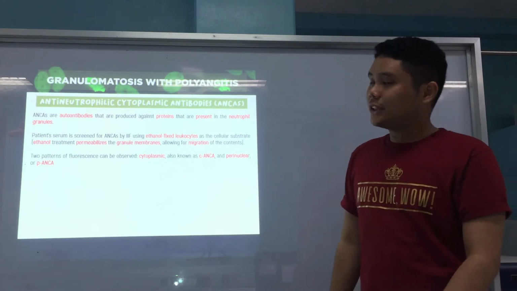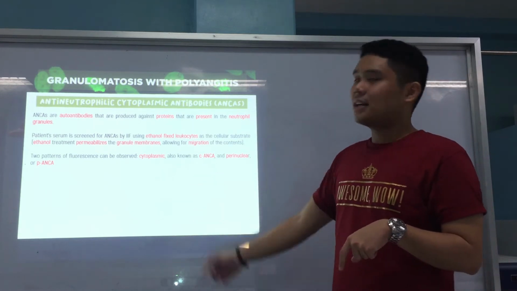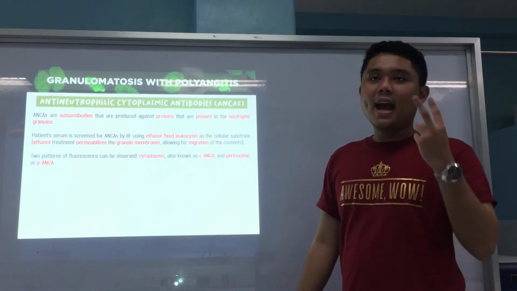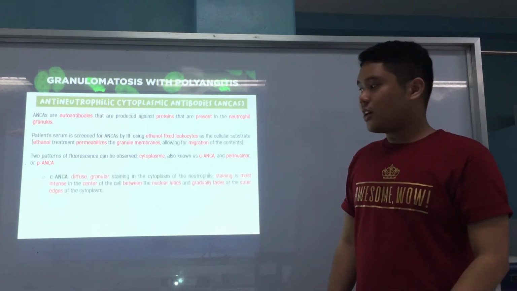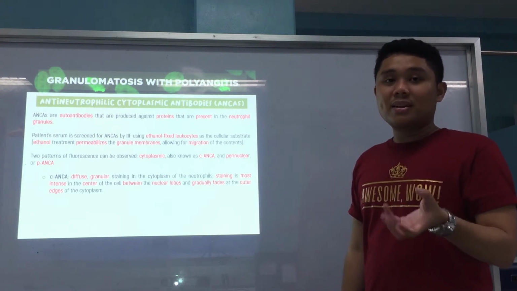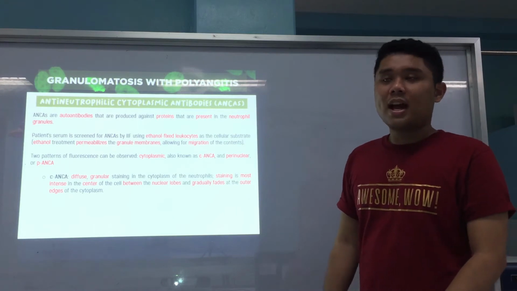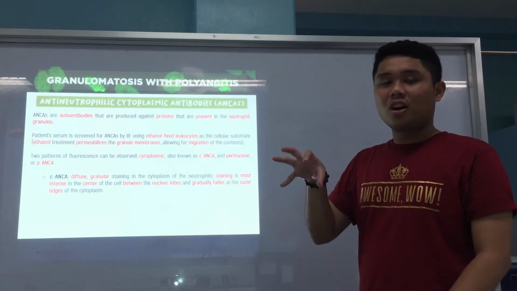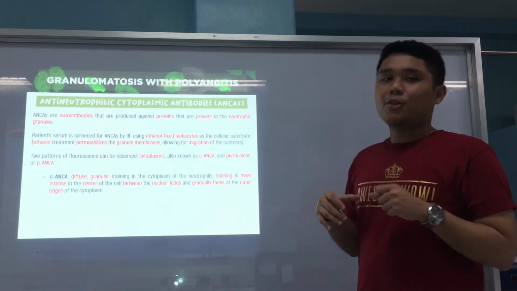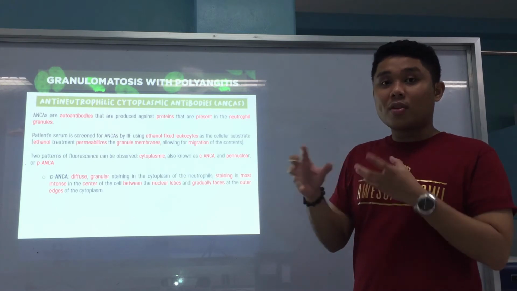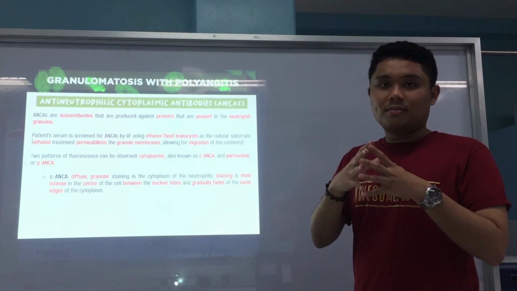Now, there are two patterns that we look into. First, the C-ANCA, or cytoplasmic, which is characteristic for GPA. And another is the P-ANCA, or peripheral ANCA pattern. We start first with C-ANCA. The pattern is described as diffuse, granular staining in the cytoplasm of the neutrophils. Staining is most intense in the center of the cell between the nuclear lobes and gradually fades at the outer edges of the cytoplasm. Because it's focused on the cytoplasm, the center, the granules, it fades toward the outer edge.